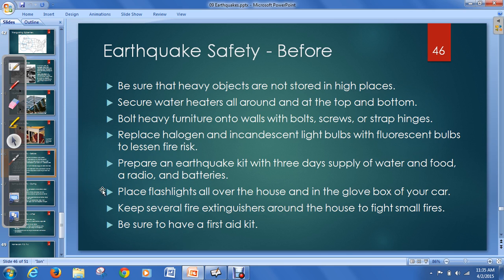This is less of a problem as well, as people have cell phones now, and a lot of their cell phones have flashlights. But if your cell phone breaks, you want to make sure you have some backups. Keep fire extinguishers around the house. Have a first aid kit ready to go. Okay, so some general, just any type of emergency, you want to have these things ready to go.